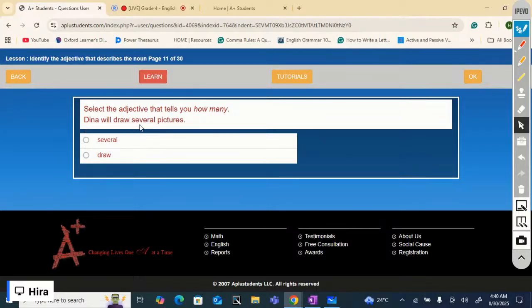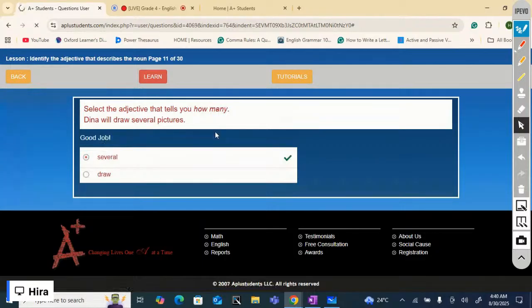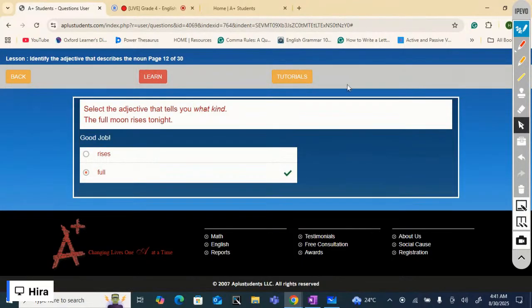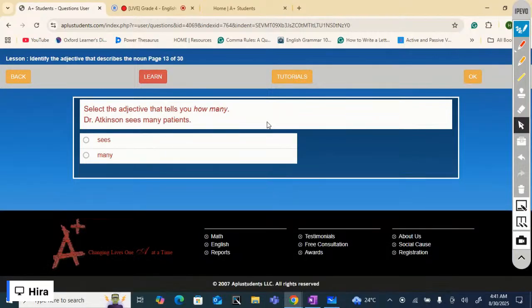Dina will draw several pictures. Now select the adjective that tells you how many. So how many pictures will she draw? Several. Several is an adjective which answers the question how many. The full moon rises tonight. Select the adjective that tells you what kind. What kind of moon? Full. Well, there is someone else who is answering in the comment box. Excellent. Your answers are correct.